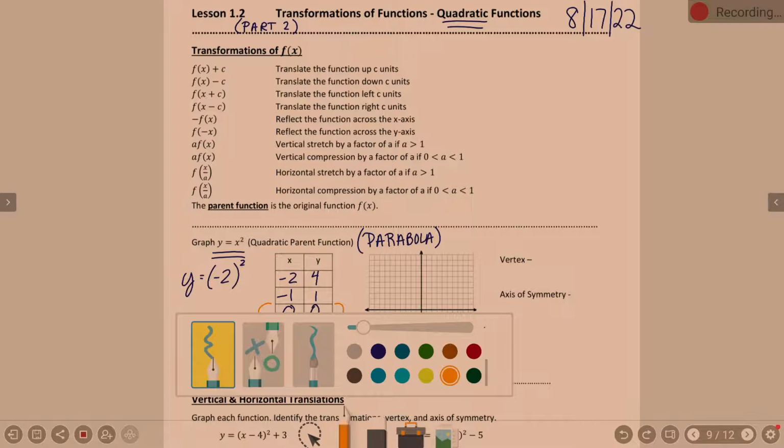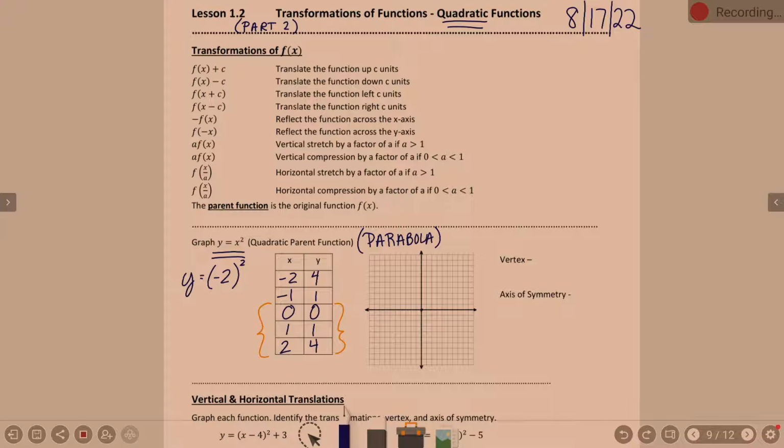So if I graph this: 0, 0; 1, 1, so right 1, up 1; 2, 4, right 2, up 4. Right there is the right side of my parabola. What can you do for the left side if you want? Can you reflect it? Yes, you can. Parabolas have that symmetric property. So we also go left 1, up 1, left 2, up 4.